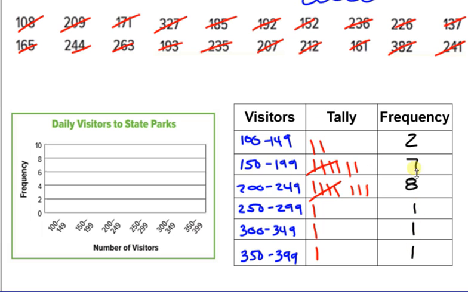And now we just need to take this information and fill in the histogram. And it already gave us a title, it labeled the frequency, and it labeled the intervals. So let's go ahead and fill it out. So the first one has a frequency of 2. The second one has a frequency of 7. Then we have a frequency of 8. Then the last three are a frequency of 1.